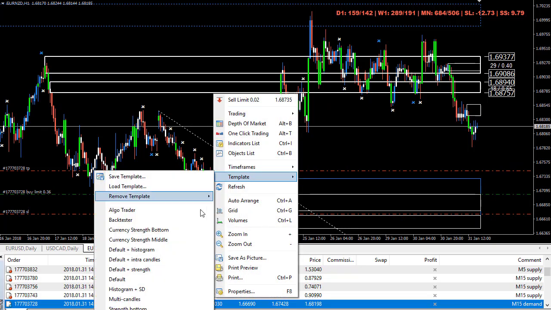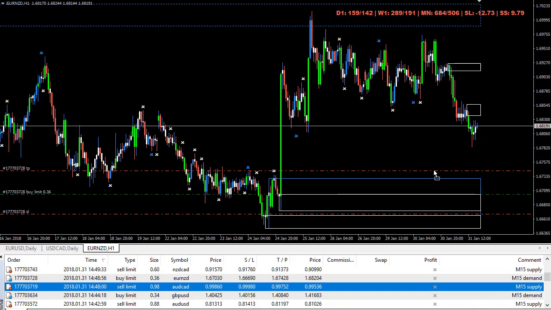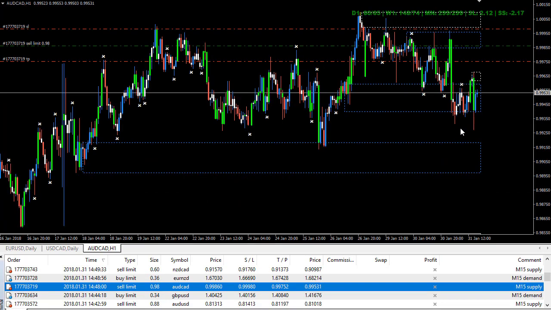Good. Let me remove all these. We'll move to the next one. 15-minute, another one. What do we have here? This is a 15-minute trade, because if you look on the hourly trade, it doesn't look very appealing at all, and I hope you can see why.